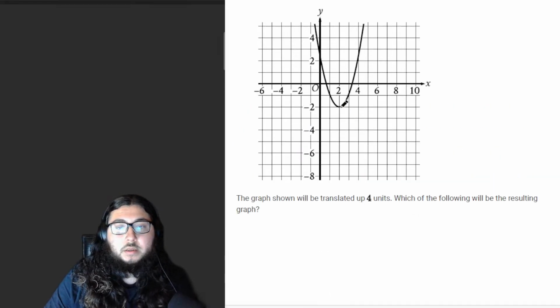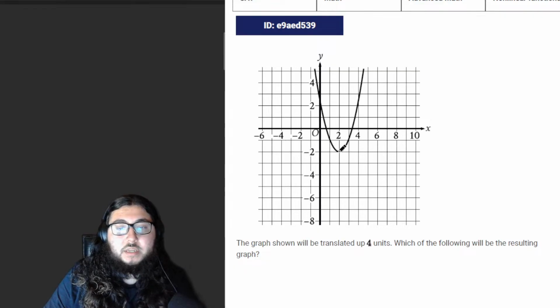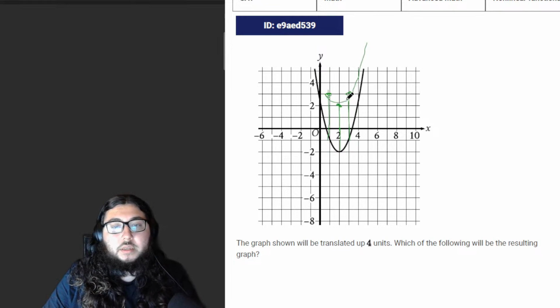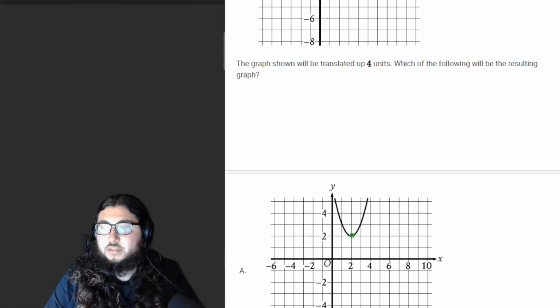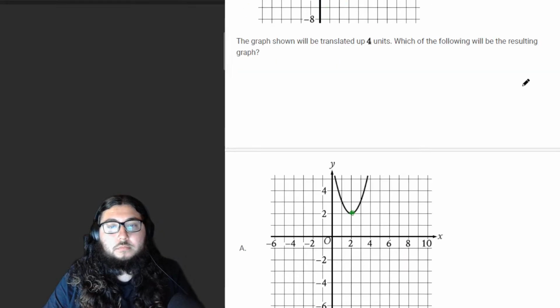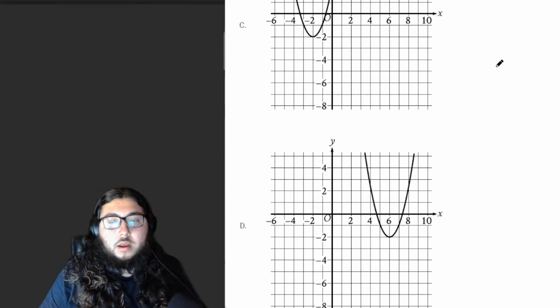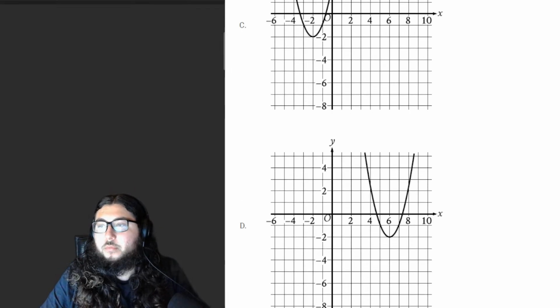And that is correct. Translated up 4 units just means that we take the whole graph and move every single point up 4 units. So this point will be translated up 4 units, and this point will be translated up 4 units to right here, and it'll look something like that. And that's what answer choice A looks like. So yeah, pretty simple.